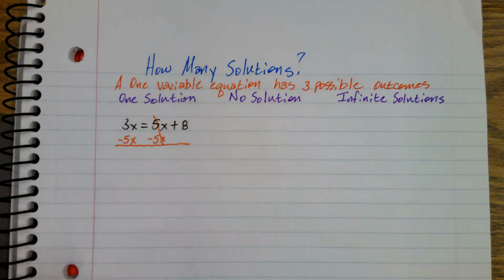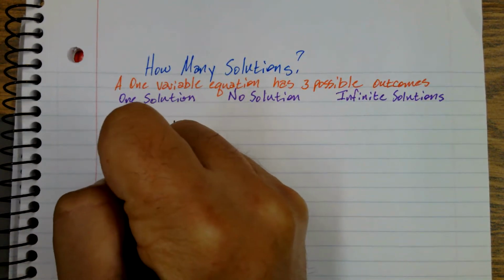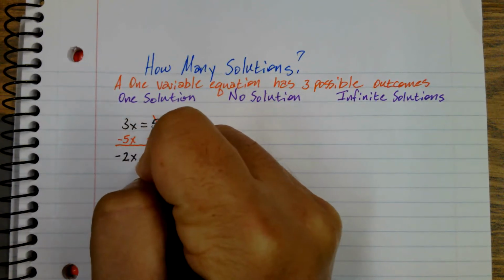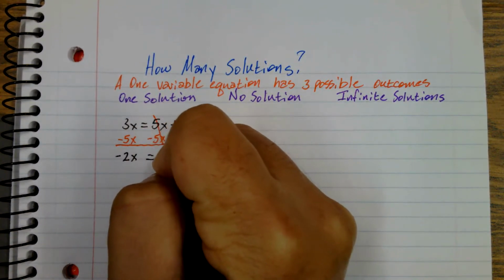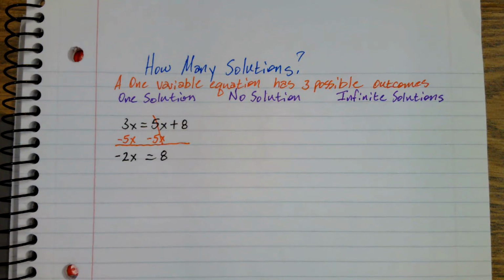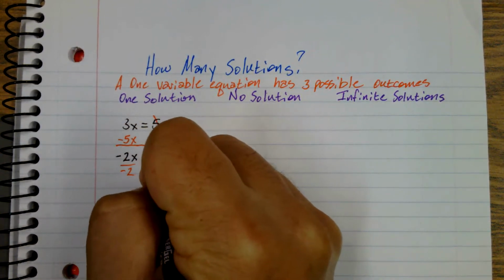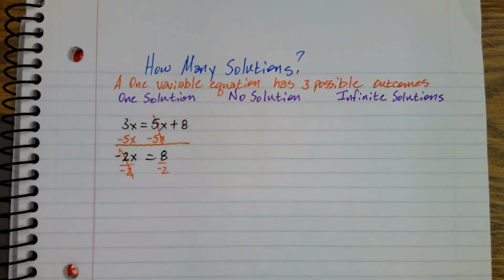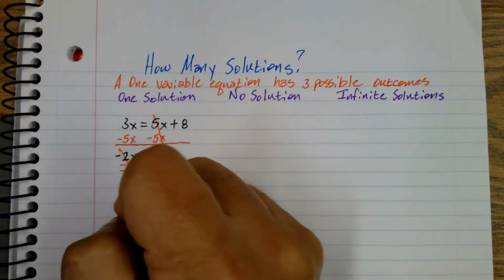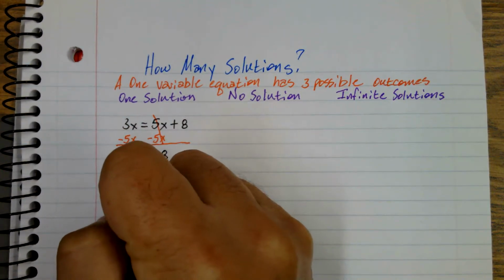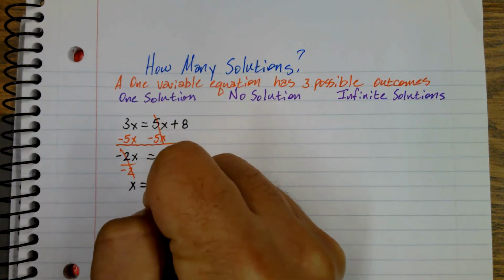So that's going to cancel this. Now take a look at what happens though. If I do this, I get 3x minus 5x, that's negative 2x, equals 8. Okay, well, no biggie. Divide by negative 2. And I get an answer. X equals negative 4.